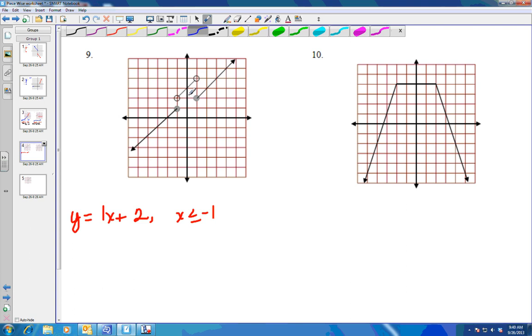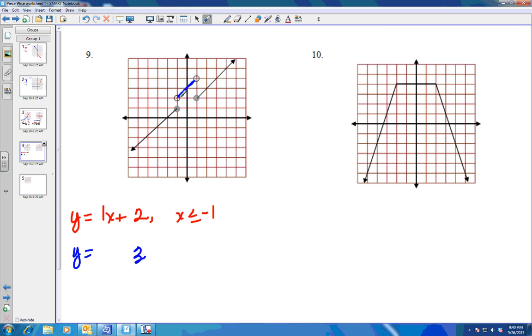Okay, let's do the blue line. Our blue line is going to be this line right here. So our y-intercept, it crosses the y-axis at 3, and my slope again is 1. They went up 1 over 1, up 1 over 1.